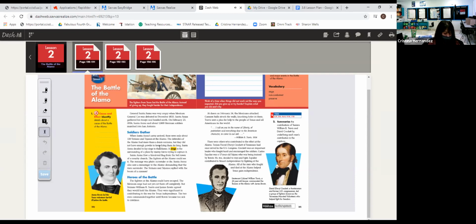Number 2, summarize the contributions of Texians William B. Travis and Davy Crockett by underlining each man's contribution in the captions.